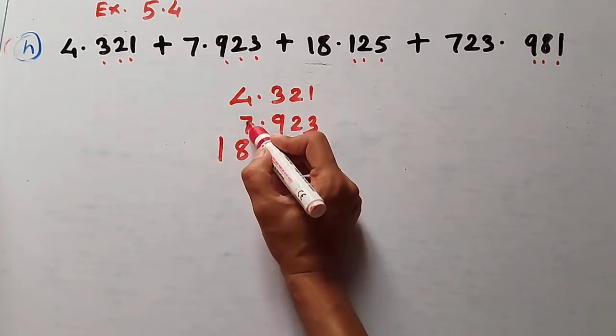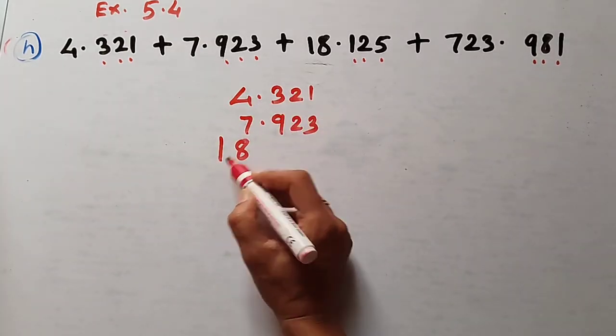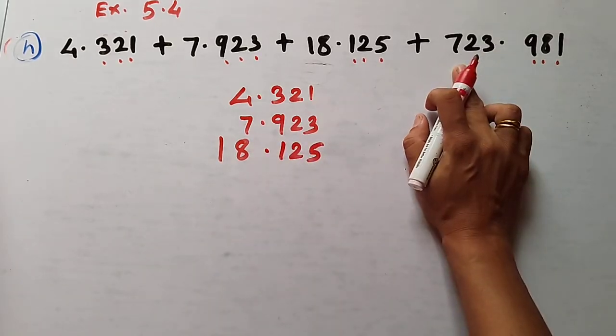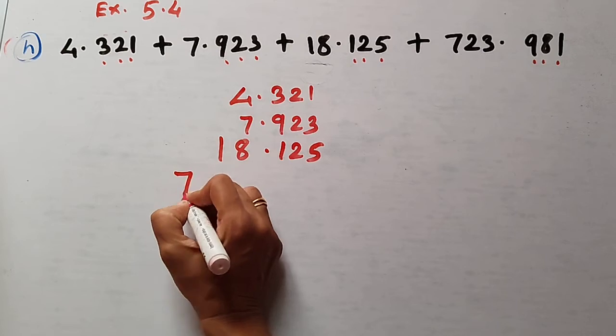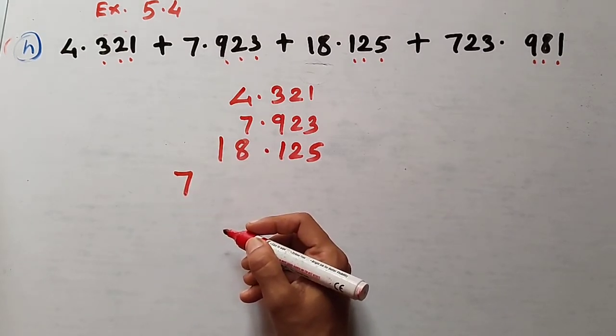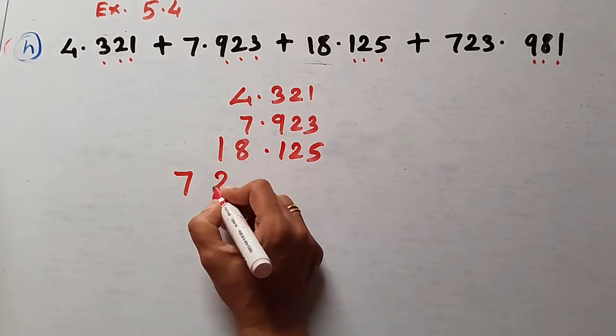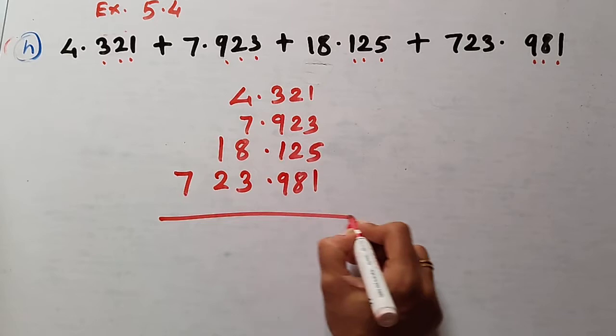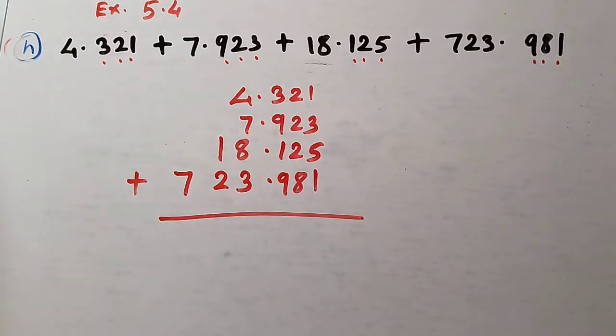See here how to write the number 18. This is a single digit, ones place, but here is the tens place. Okay, 125. Here is now the hundreds place. So you have to write this number as it is. Okay, so here you have to write 723.981. Now add all these numbers.